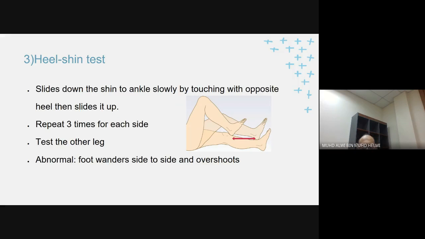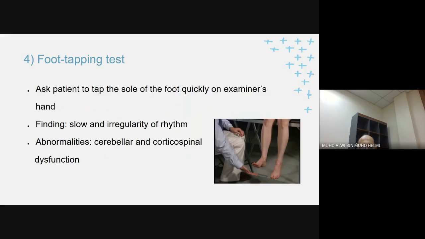Okay, next. Foot tapping. Again, this is not specific. Some of these assessments are not very specific for cerebellar. In fact, most of the assessments, like tone, power, reflex, are not that specific, and sometimes it's very difficult to elicit.